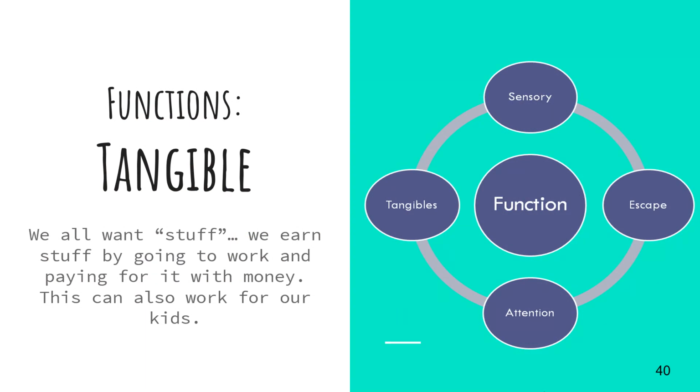Our tangible function basically is going to incorporate behaviors that get us things that we want. So we all like our stuff, and us as adults, we earn stuff by going to work, by earning money, cashing in that money for things that we preferred, our preferred tangibles. So we're going to set the same things up during our session.